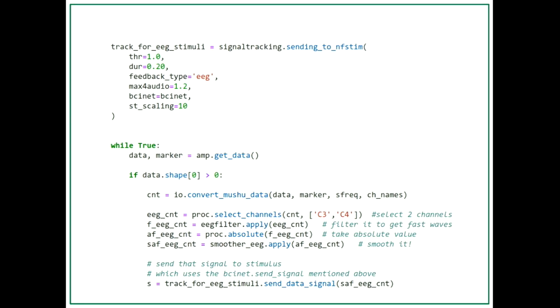Yeah, so this is very shortly the analysis pipeline. You see the neurofeedback loop, that's true as well. You get some data from the amplifier, and you go through an analysis pipeline in which you select some channels, you apply a filter, you take an absolute value of the signal, and then at the very end you send it to the stimulation computer for display.